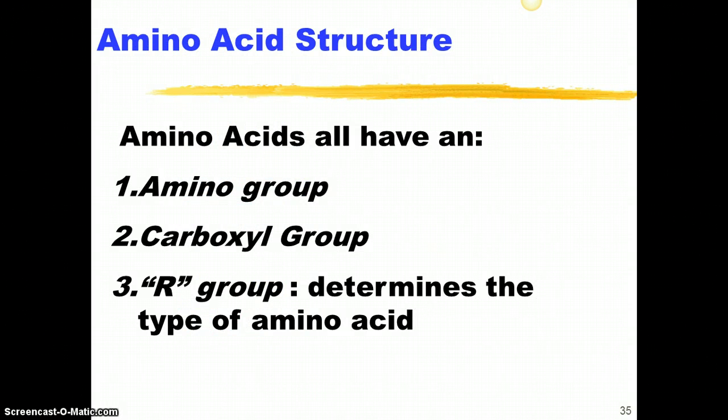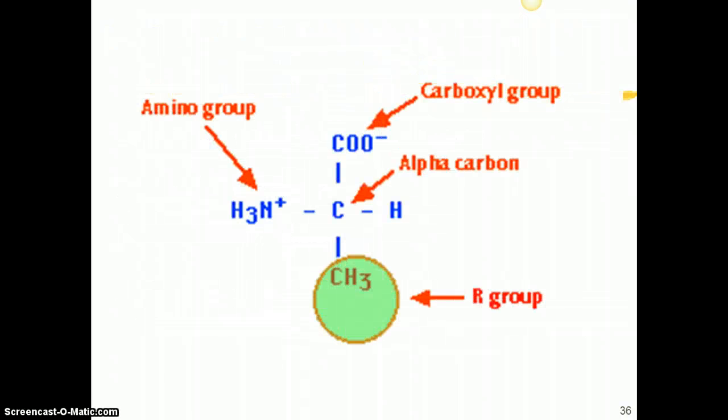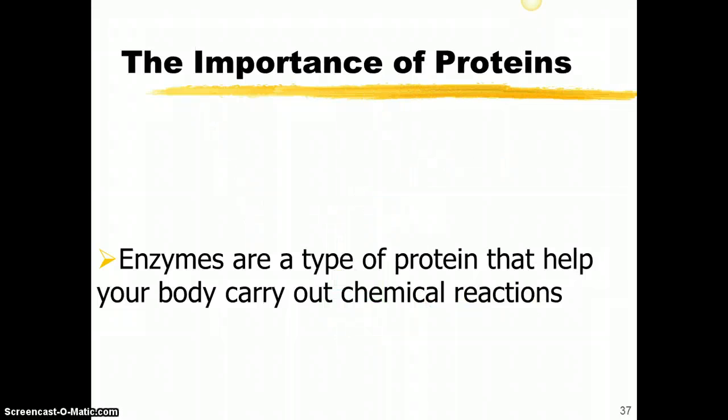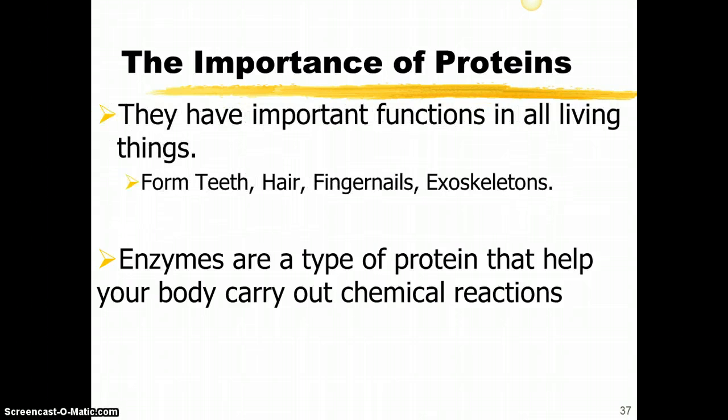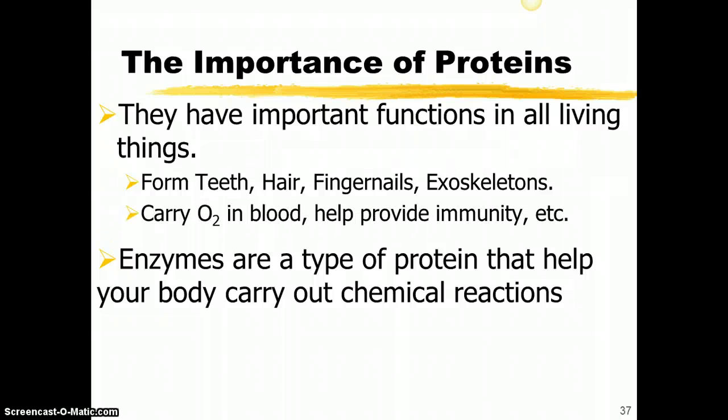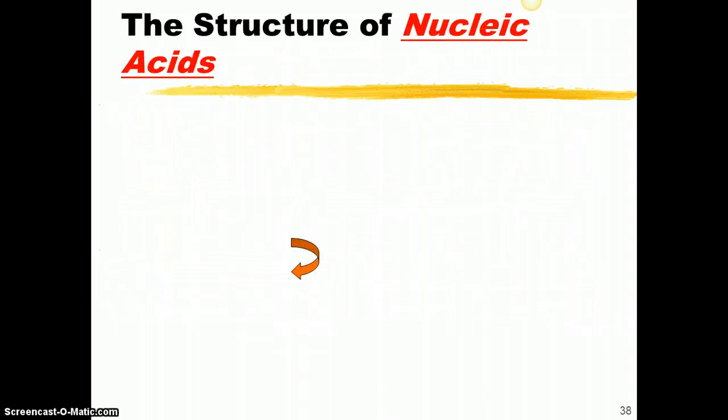Remember, your R group determines the type of amino acid, and proteins are called enzymes. And so enzymes are a type of protein that help carry out your chemical reaction. Proteins build your hair, your teeth, fingernails, your exoskeleton. And the other thing that's very important is they carry oxygen in the blood, and it helps with the immunity.